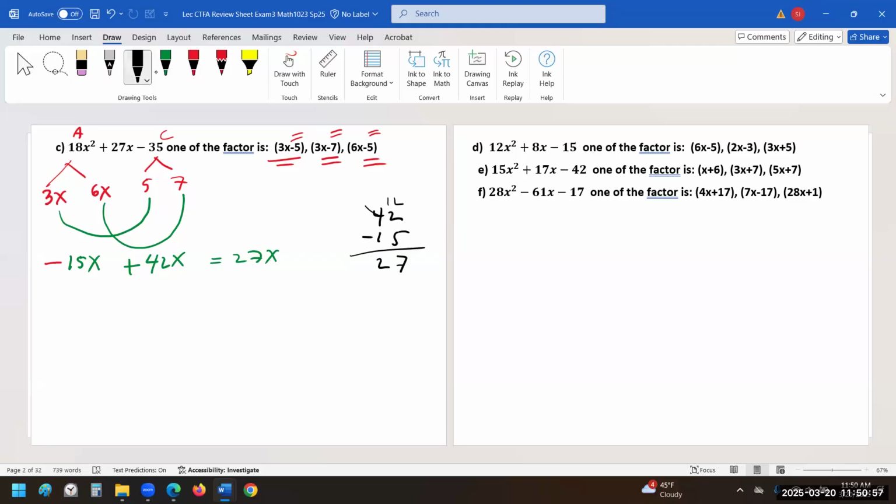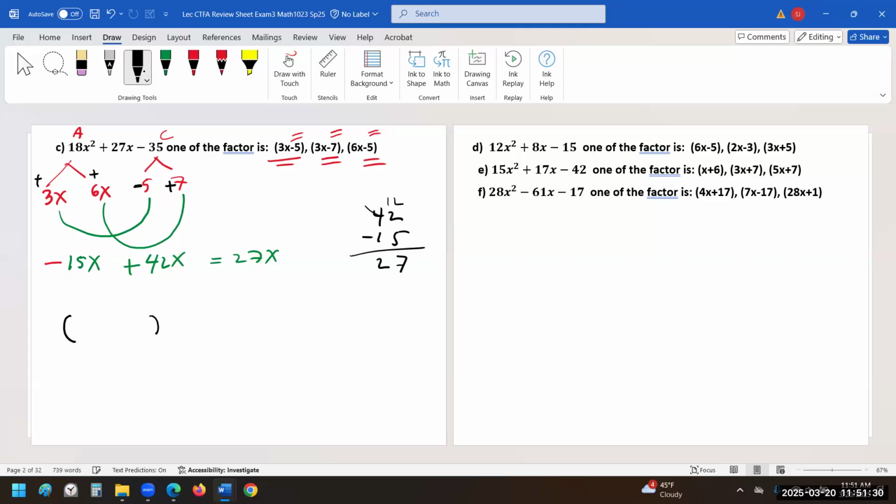Then we decide their sign. 42 is positive. By default, the first two are always positive, so we don't have to change their sign. We look at the signs for the constant term. 42 is positive, that means 7 has to be positive because 6 times 7 gives us 42. We want 15 to be negative, that means 5 has to be negative because 3 has to be positive.